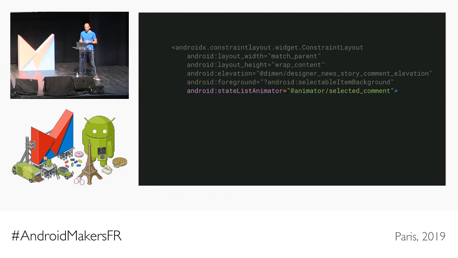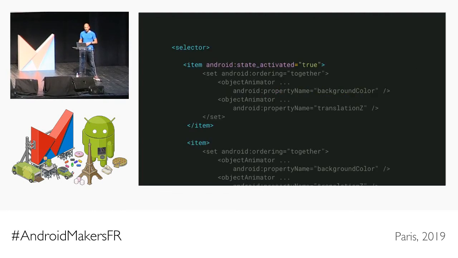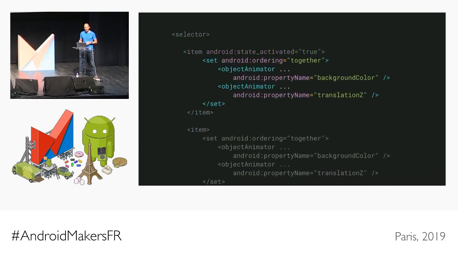So it's an attribute you can set on your view, just like this. And it, the state list animator, points to a selector. I don't know why it's not an animated selector, but it's a selector. Where within each item tag, where you define the states, you can supply an object animator or a set defining the properties to run for you. So here I am saying that when you go into a certain state, I want you to animate the background color and the translation Z, and vice versa when you go back into the default state. So this is nice in that this is very declarative. I don't have to maintain those states myself. I just set a state for me.